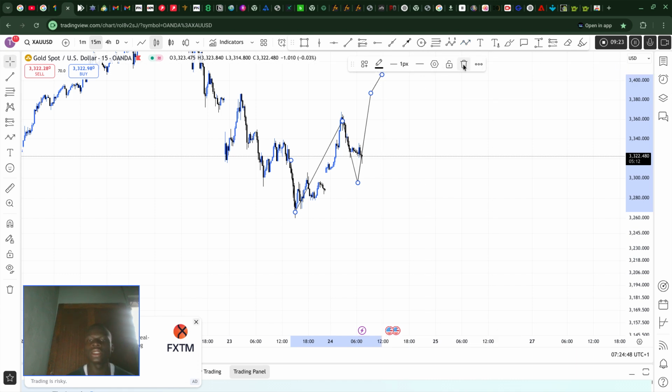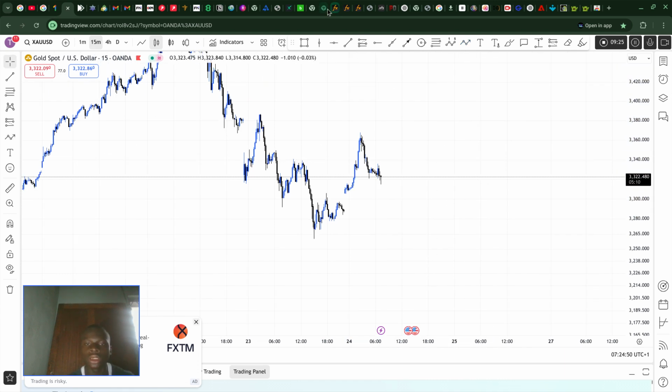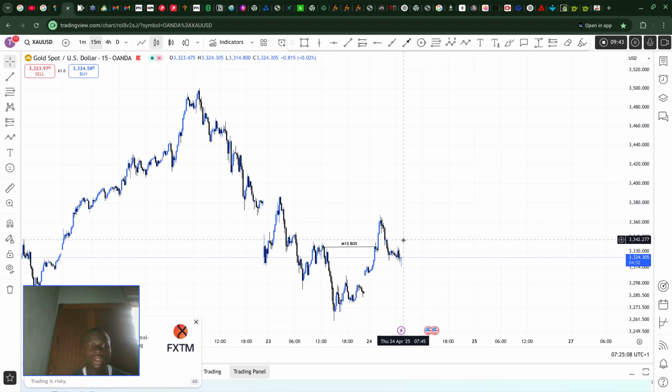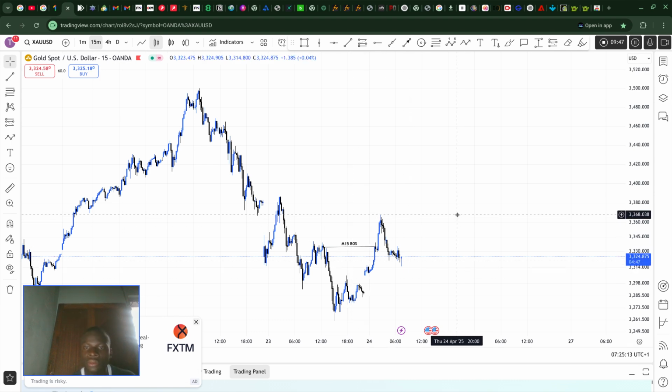So now that we have a trend, we look for a block of structure, a 15-minute block of structure from this point here, right? One thing you have to know is that when the market shows a trend, all the supply zones to the left are going to get taken out.